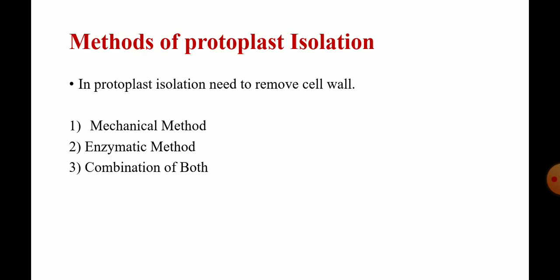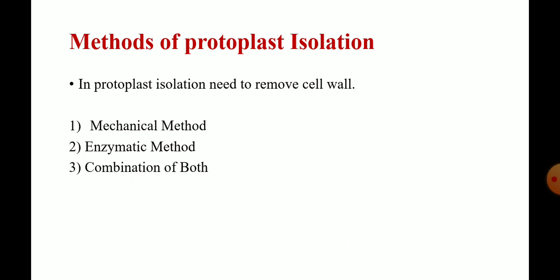Method of protoplast isolation. In protoplast isolation, we need to remove the cell wall. The plant cell wall consists of primary cell wall, secondary cell wall and middle lamella. The cell wall is removed because large molecules cannot pass through it, and somatic hybridization and genetic manipulation cannot be done. So we have to remove the cell wall. After removing it, we get the protoplast.